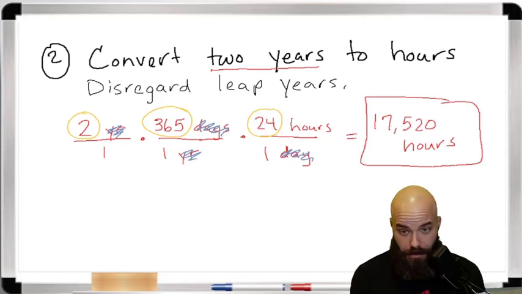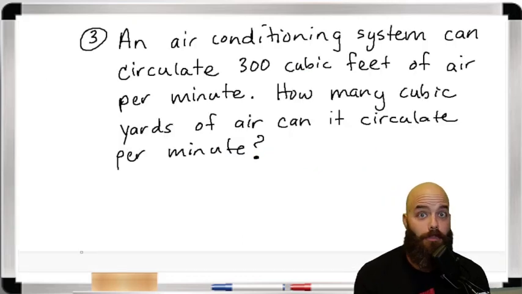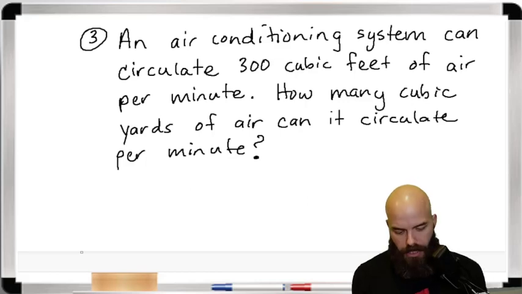All right, so let's go to number 3. This problem is going to be much more fun. It says an air conditioning system can circulate 300 cubic feet of air per minute. There's that word per again. Remember, that means division. How many cubic yards of air can it circulate per minute? Now, this one's a little bit tricky because we're talking about volume. Let's read what we have. Well, we have an air conditioning system that's circulating 300 cubic feet of air per minute.